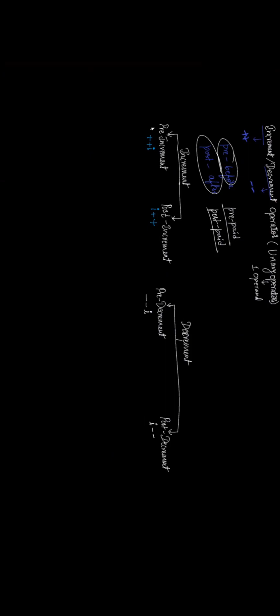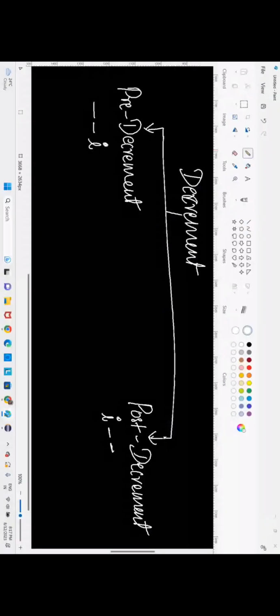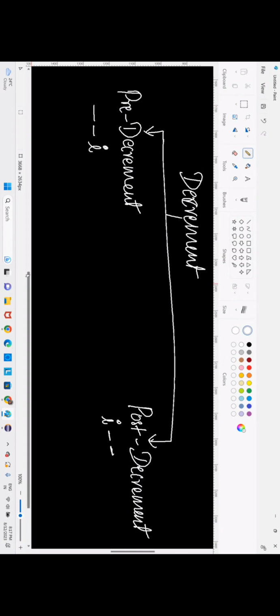In increment we have pre-increment and post-increment. In decrement we have pre-decrement and post-decrement. Pre-increment means first write the increment operator, then the variable. Post-increment means first the variable, then the increment operator. Pre-decrement means first the decrement operator, then the variable. Post-decrement means first the variable, then the decrement operator. So this is the flowchart of the increment and decrement operator.